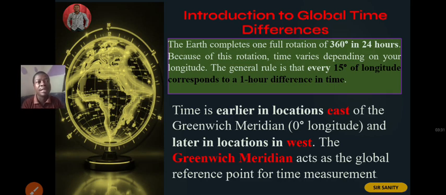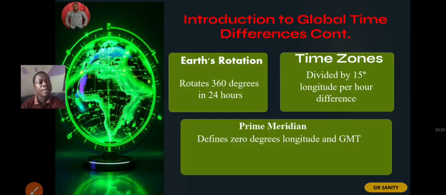So countries like, let me say, Senegal, Gabon, Liberia, Brazil, those at the western part of longitude 0 degrees, their time is always behind those on the eastern part, or those from longitude 0 degrees to the east. So let's continue for today.